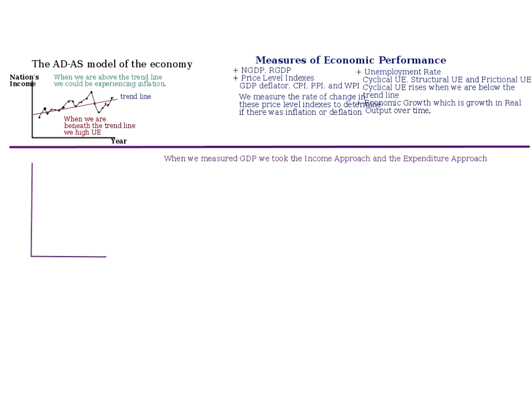So let's take a look at our measures of economic performance that we have up here. And when we do, we see the following. We have nominal GDP, real GDP, price level indexes, the unemployment rate, and economic growth. The only one up there that really is a measure of quantity is real GDP. So that's the one we're going to use as our quantity variable on the axis over here. So I'm going to go ahead and put real GDP on this axis.